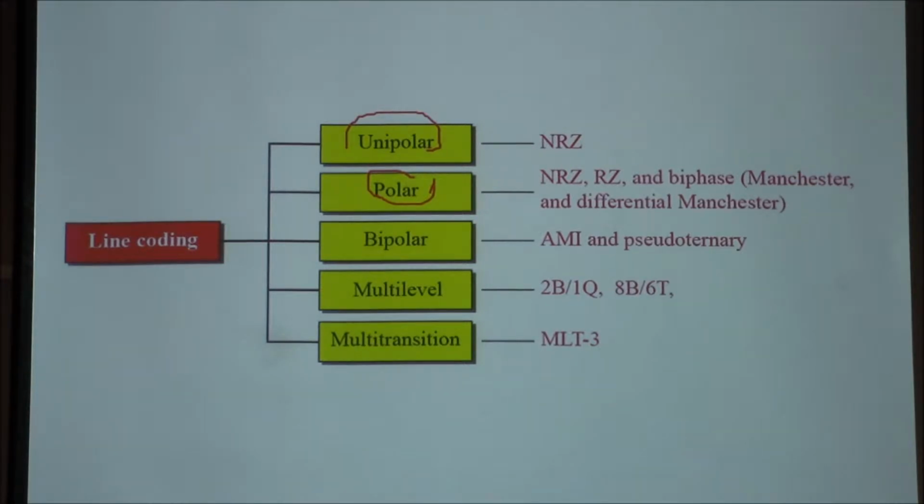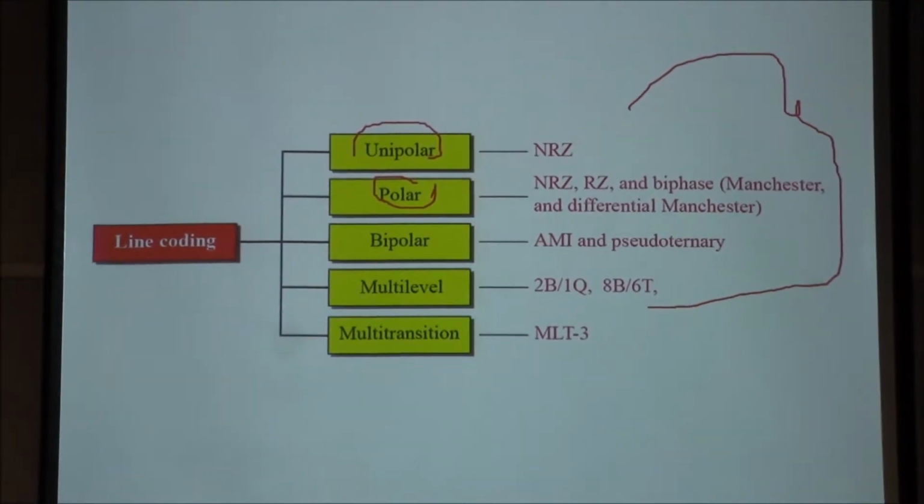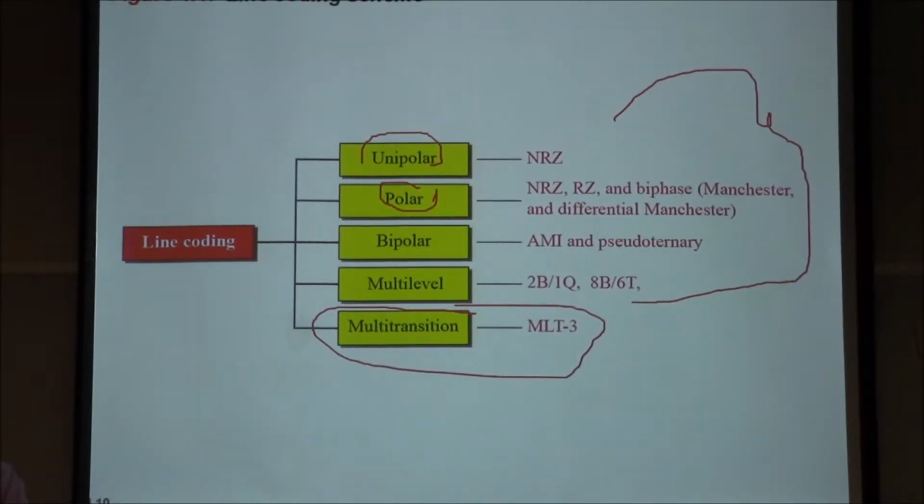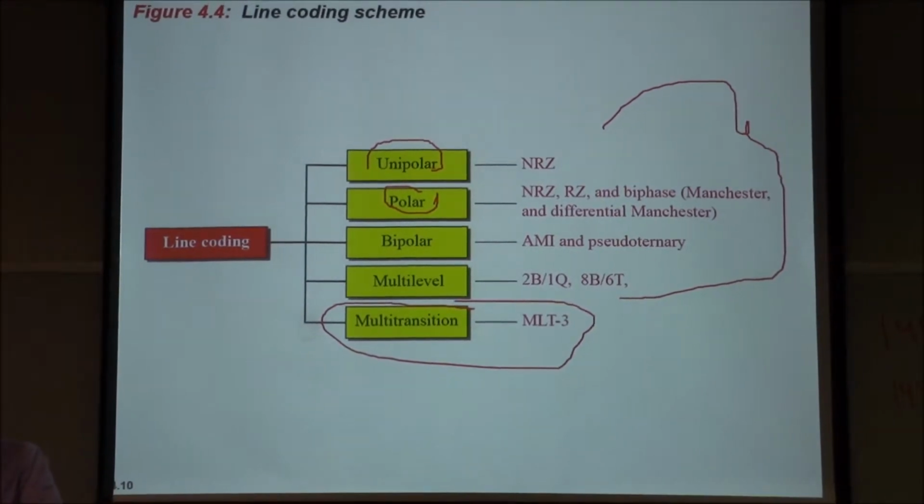So we will see what the advantages and disadvantages of these techniques are, what they can provide, and what their shortcomings are. The last one is the multi-transition category. We're not going to discuss it, but I kept it here so you know that we have 5 categories. We're not going to go into the multi-transition in this chapter. So we'll end with the multi-level category.